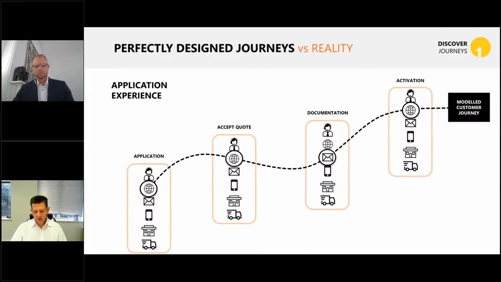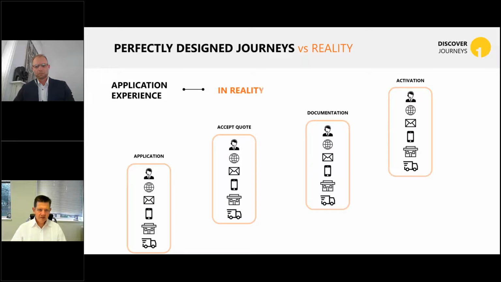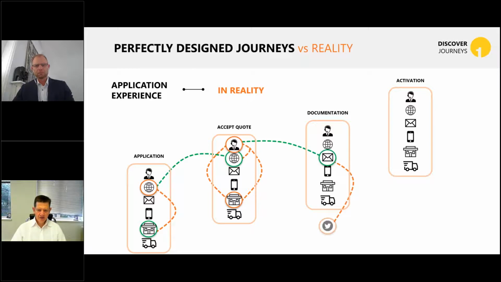Of course, the real world is somewhat different to that. Let's think about an application experience in reality. A customer might, for argument's sake, start off in a branch, then go online. They might go online for the second time, speak to an agent, go back to a branch, speak to an agent, send in an email, get annoyed, go to Twitter, speak to an agent. And in this case, we're actually not getting to the activation. The customer, in fact, hasn't completed the process, and they are another statistic in the pipeline of customers that haven't met their goal.